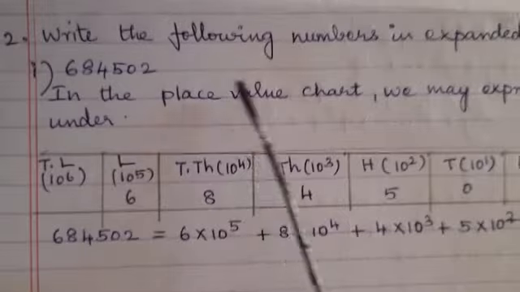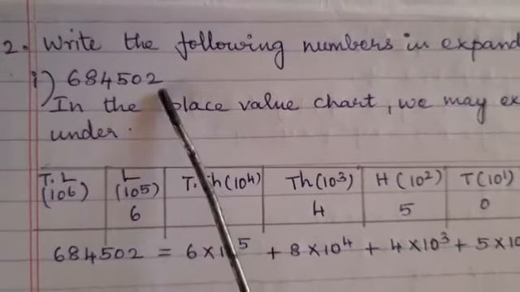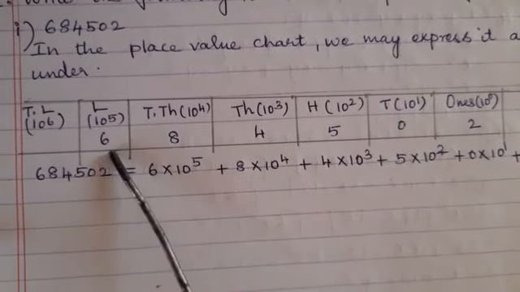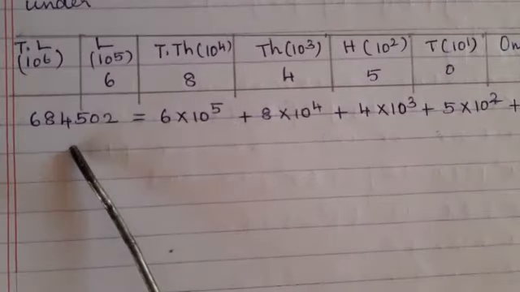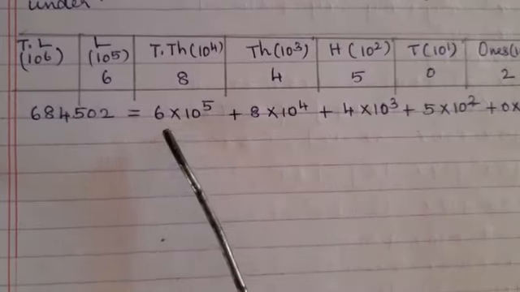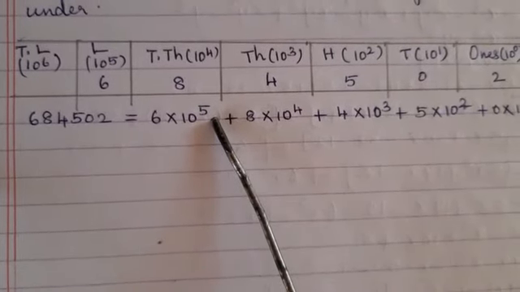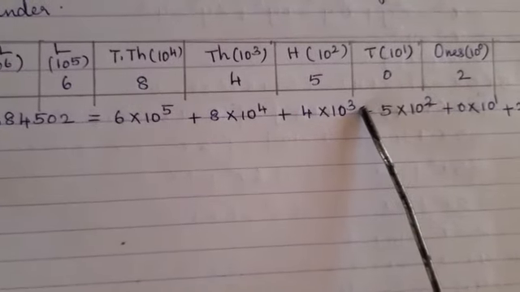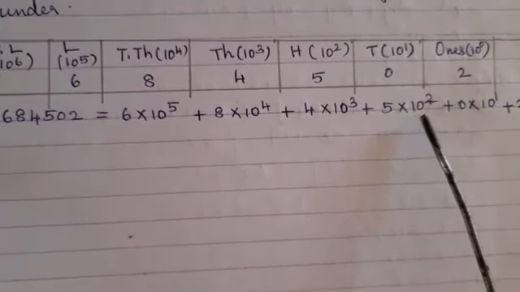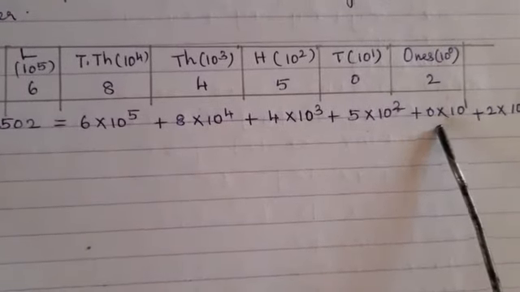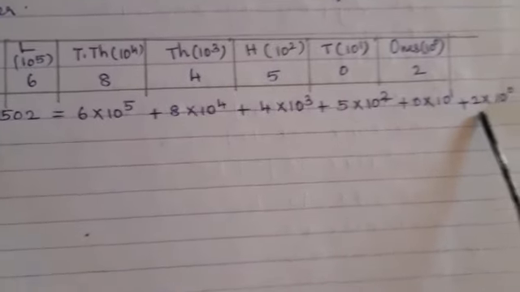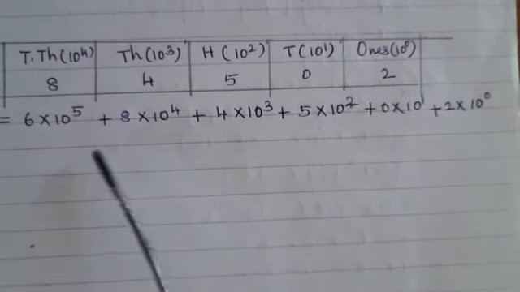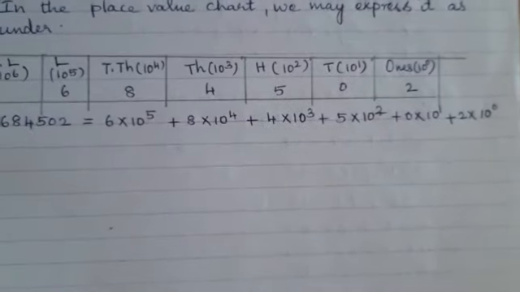Now I will start from the right side, the right digit first. 2, 0, 5, 4, 8, 6. Now, 6,84,502 is equal to 6 into 10 to the power of 5 plus 8 into 10 to the power of 4 plus 4 into 10 to the power of 3 plus 5 into 10 to the power of 2 plus 0 into 10 to the power of 1 plus 2 into 10 to the power of 0. So you will write the expanded notation in this way.